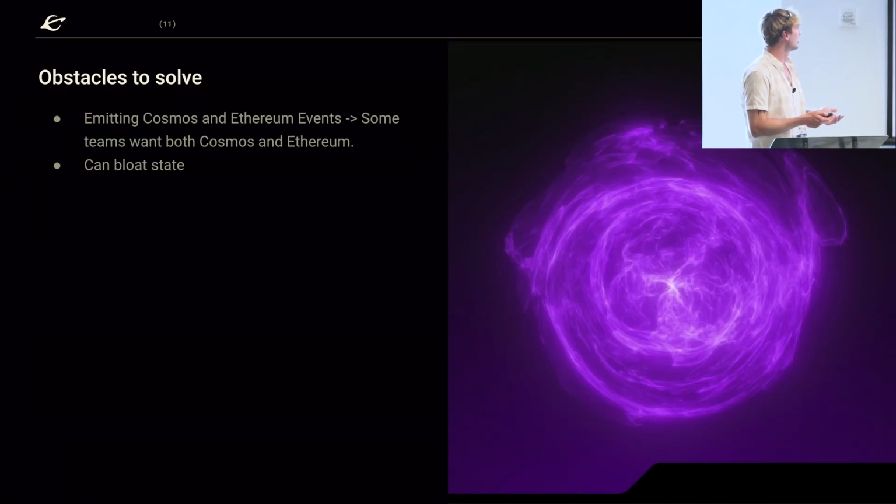One obstacle to solve I wanted to mention is the events. Currently we're actually emitting both Cosmos and Ethereum events, which is a decision we haven't really made yet so far, because some teams really want to work with the Cosmos side, others with the Ethereum events, and this can create unnecessary state bloat. But this is something I'd love to talk to you guys about, whether or not in the future you see one or the other being more important.